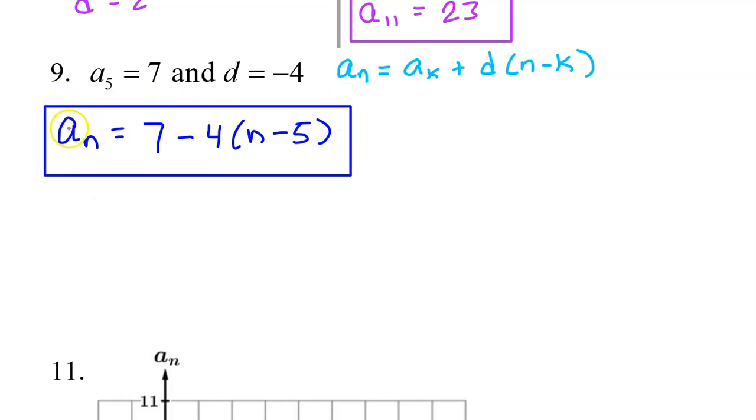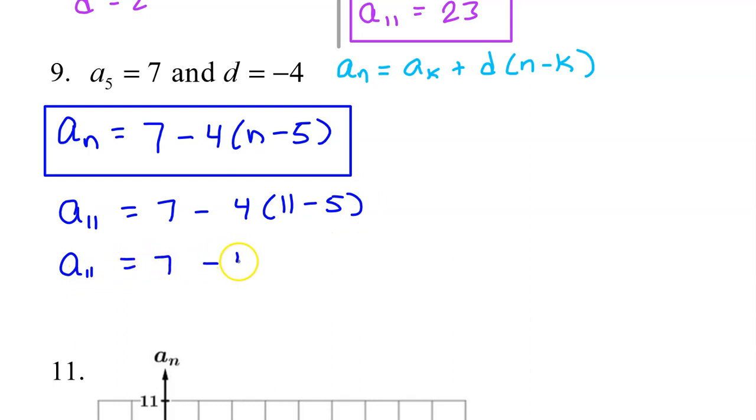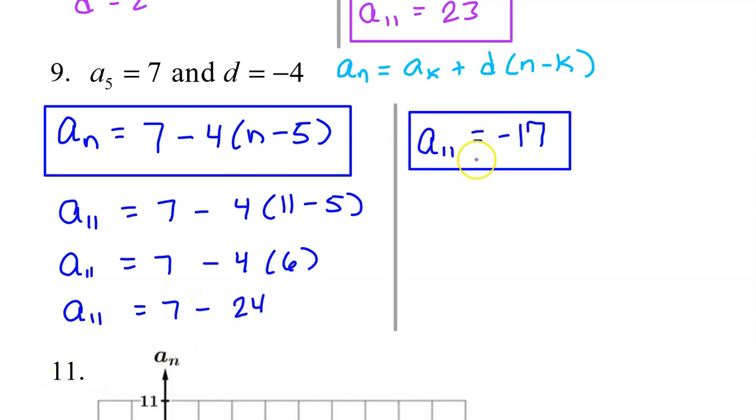Now let's find a11. a11 will be 7 minus 4 times 11 minus 5. So a11 will equal 7 minus 4 times 6. So a11 will equal 7 minus 24. So a11 is negative 17.